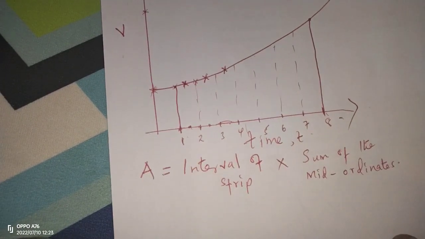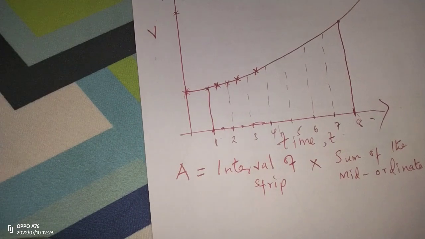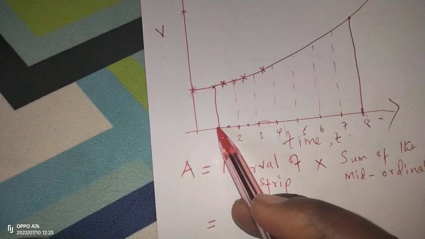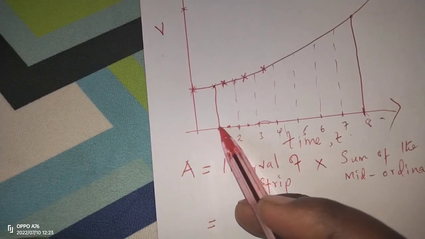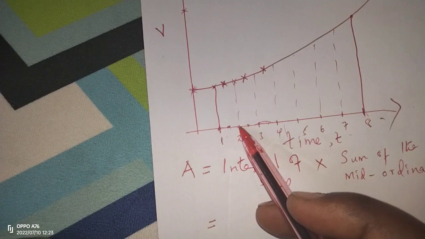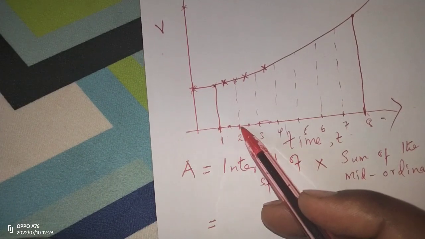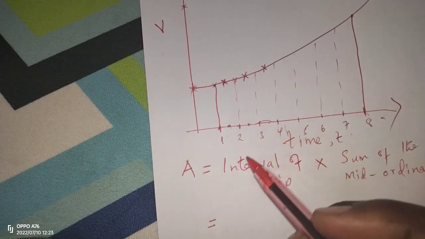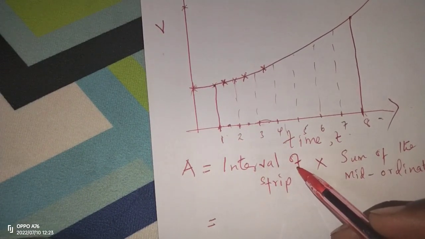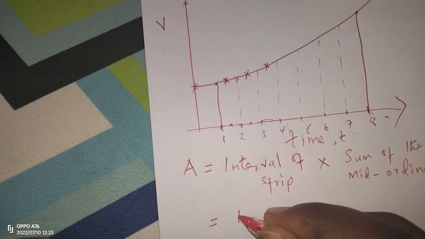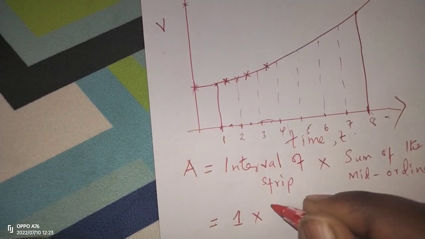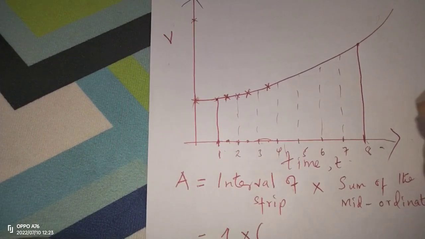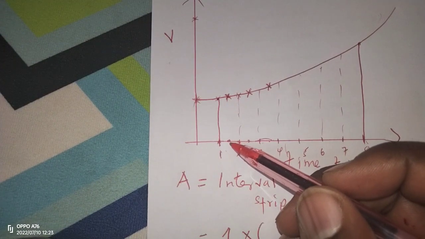The sum of the mid-ordinates, such that now in this case we shall get the interval of the strip, or what is the width of each strip. So from 1 to 2 we have only 1 unit, from 2 to 3 only 1 unit. Therefore, our interval between strips is only 1 unit. Then we multiply this with the sum of all the mid-ordinates. Mid-ordinates are the heights at the median of each strip.